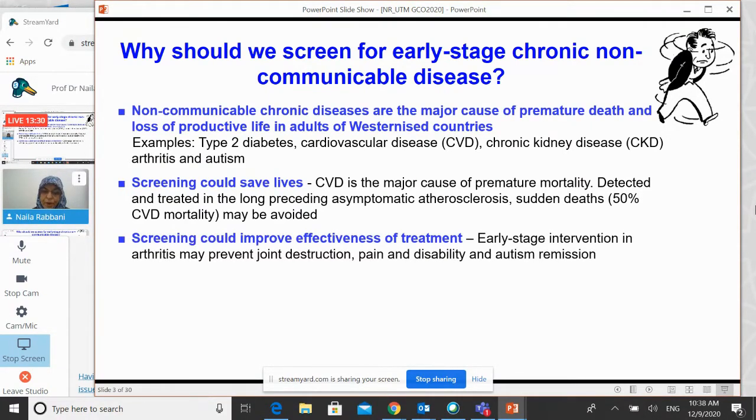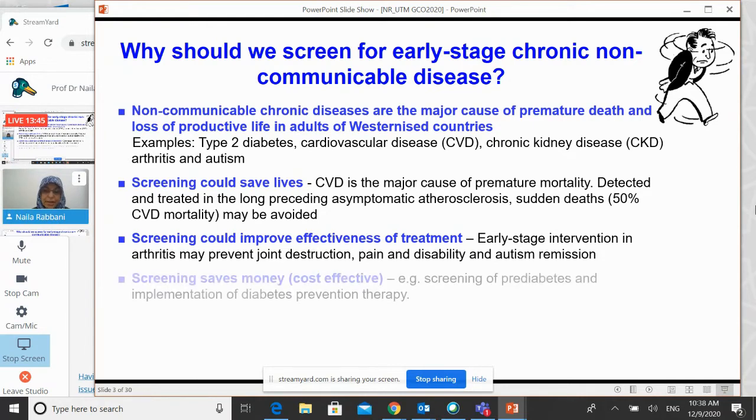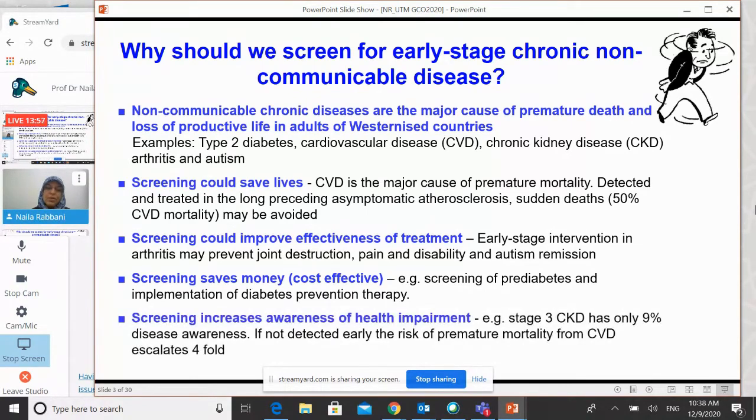Screening could improve effectiveness of treatment. For example, early stage intervention in arthritis may prevent joint destruction, pain, and disability. And in autism, there is a possibility of remission if treated earlier. Screening also saves money. It's cost effective, for example screening of prediabetes and implementation of diabetes prevention therapy. And screening increases awareness of health impairment. Stage 3 CKD has only 9% disease awareness.